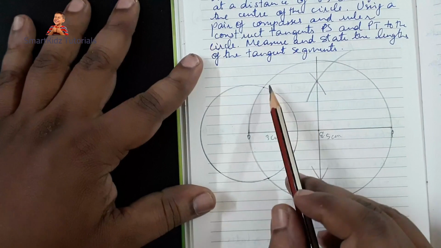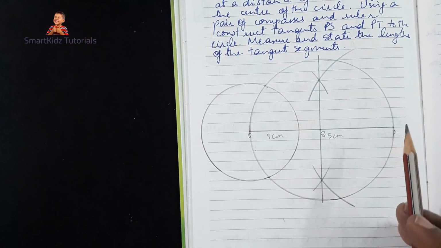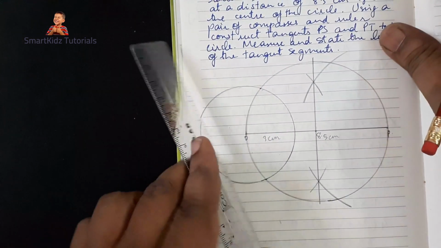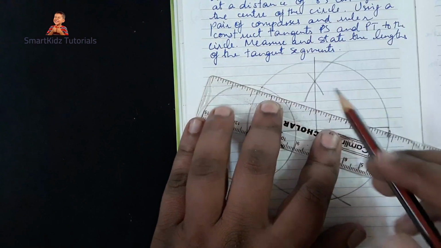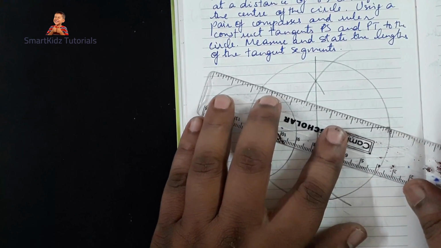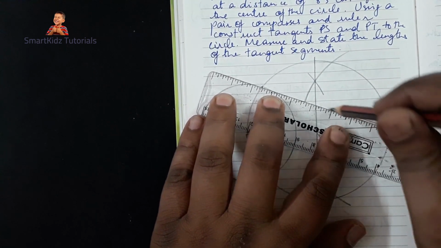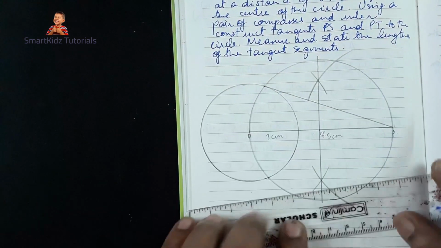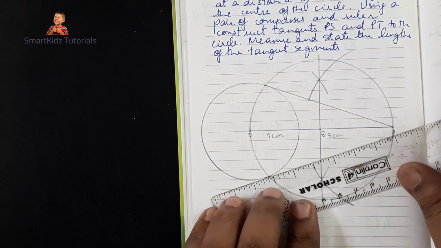Okay, and from this point to here we will join the line. Those will become our two tangents. So from this point till this point, I'm going to join the line. So this is going to be here to here, like this. I'm going to join from here to here. That will be our other tangent.